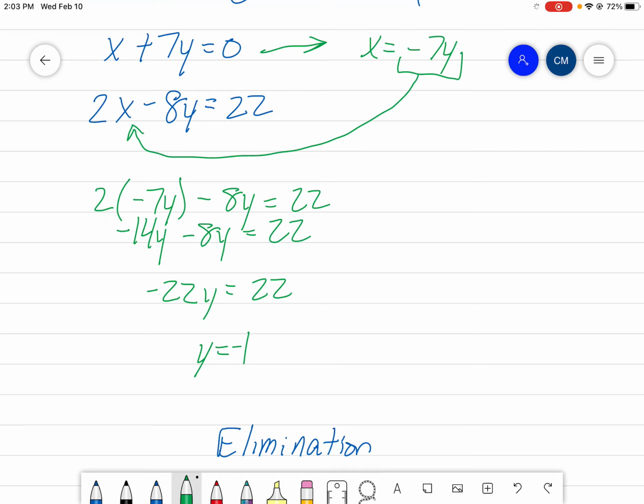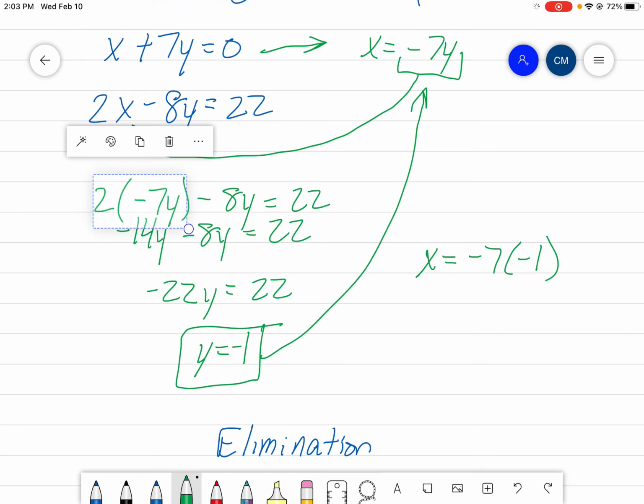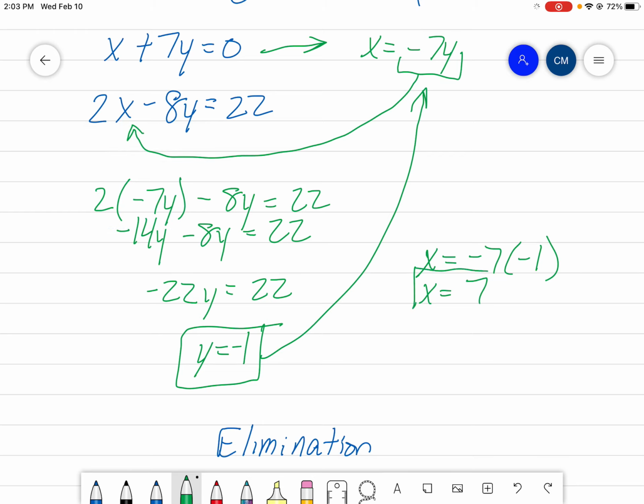Now I have what my y is. I still need to find out what my x is. So I'm going to take this solution and substitute it back into this. I had x is equal to negative 7y, and y is equal to negative 1, so x is equal to 7. I do need to write my answer as a coordinate point. So my final answer is 7, negative 1.